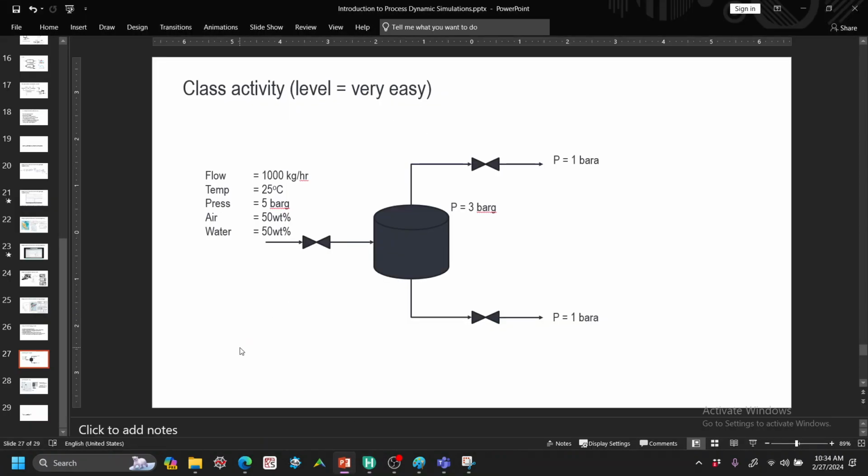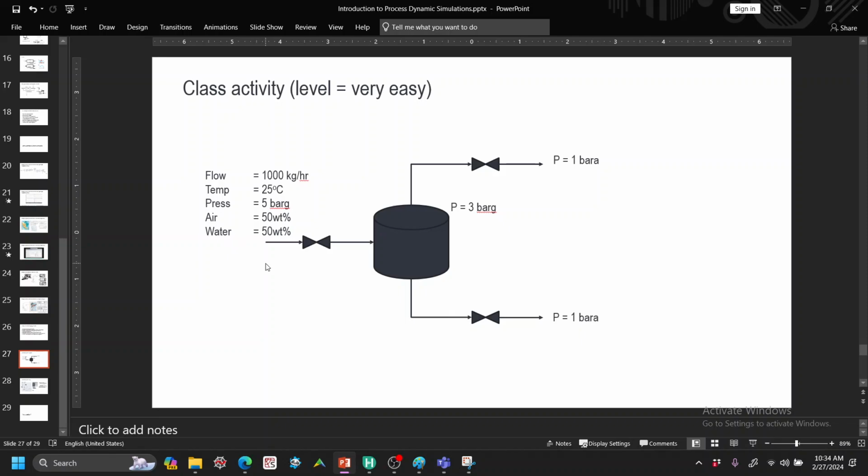Let's read this together. We have a vessel, and we hope it to be free baggage, but we'll see. What's coming into the vessel is a flow rate of 1,000 kilograms, or 1 ton an hour, at a temperature of 25°C and a pressure of 5 bar gauge. It consists of simple air and water, 50-50%.